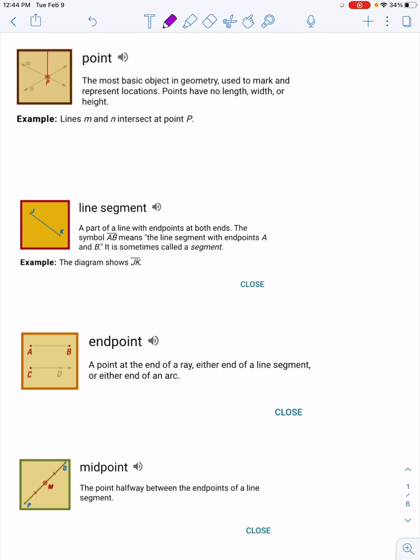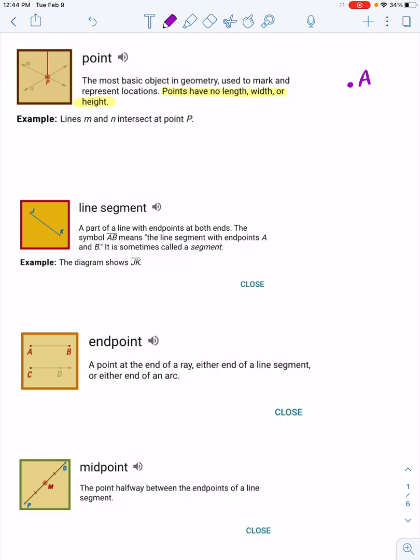So this first definition says, the most basic object in geometry used to mark and represent a location is called a point, okay? Points have no length, width, or height. That's a big deal. I think this is one of the possible quiz questions. So essentially a point is literally a point in space, and we label it with a letter, typically a capital letter, okay?